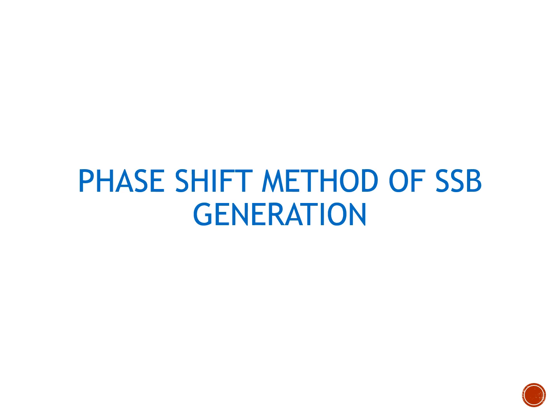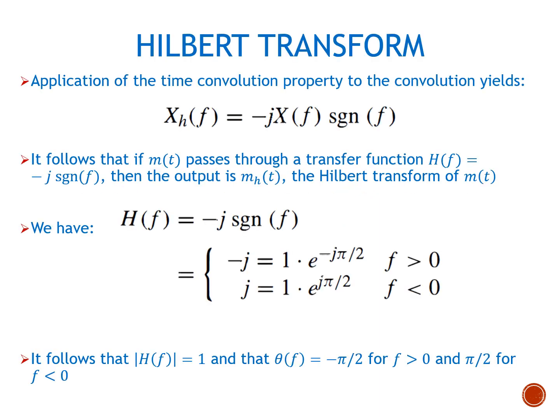So in this video, we will discuss how to generate a single sideband signal using the phase shift method. In a previous video, we have seen that the mathematical expression for the single sideband signal involves the Hilbert transform. So what is a Hilbert transform?